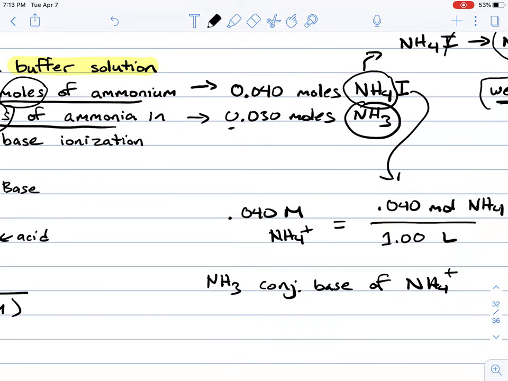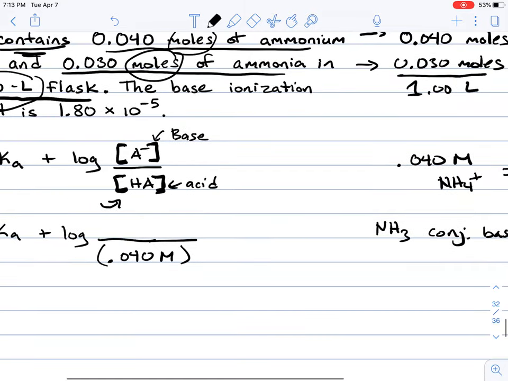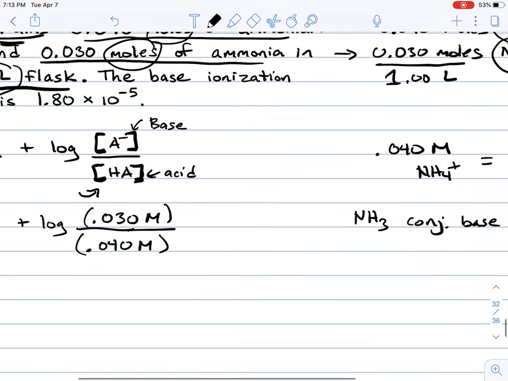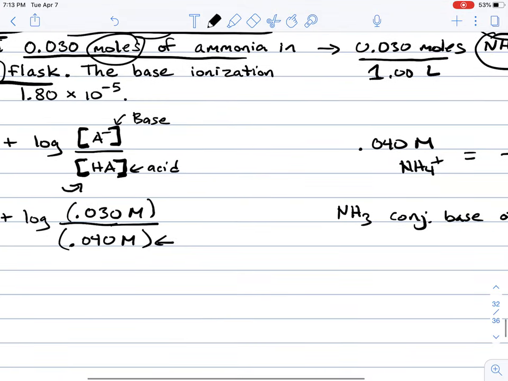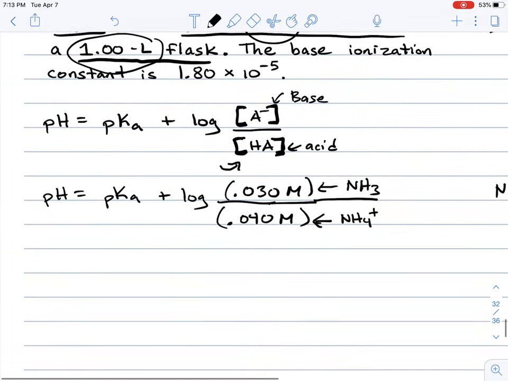And so if I were to take this value and divide it by 1.00 liters, I can get the value in molarity. And so here in this case, I have 0.030 molar concentration. And just to be consistent with my notes, I'm going to put this as NH4 plus to remind me that it's my weak acid. And then this is going to be ammonia, representing my weak base.